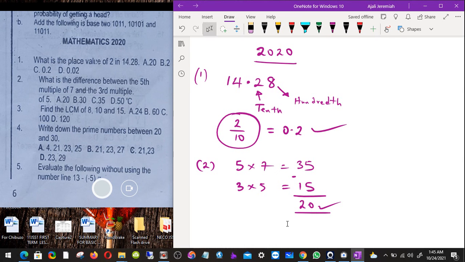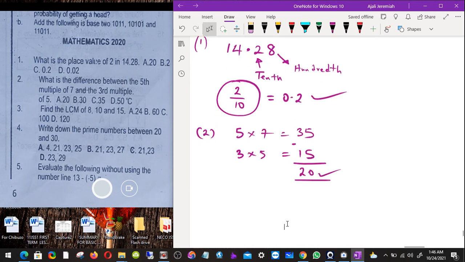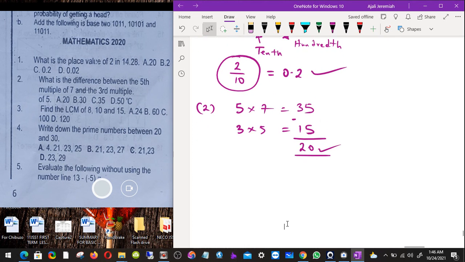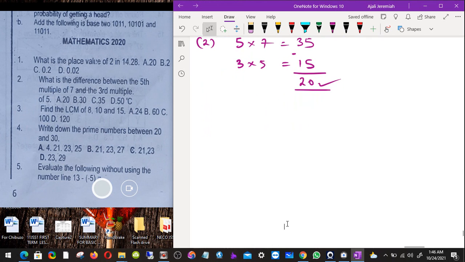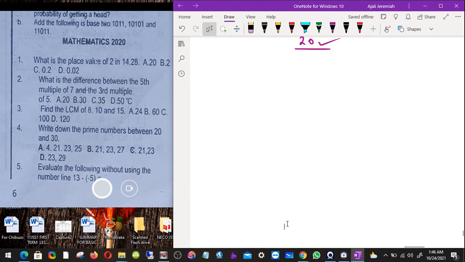Number 3, please solve along with me. Don't only watch the video, participate by solving. The questions are user friendly. Number 3, it says we should find the LCM of 8, 10 and 15.